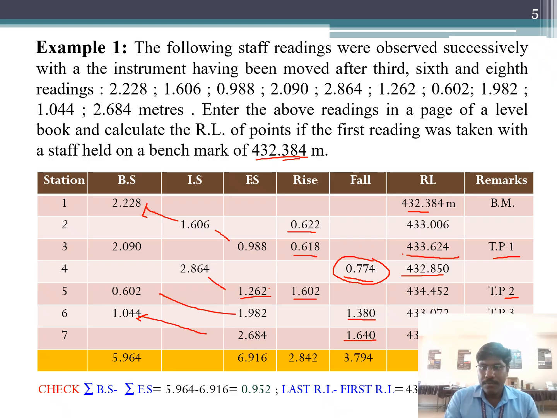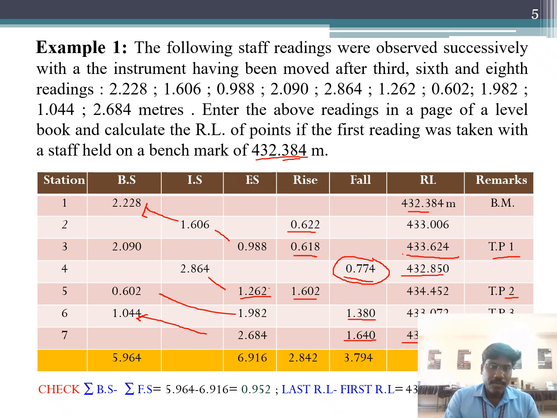And next, from 434.452, 1.380 is under the fall. So subtract this value: 434.452 minus 1.380 is 433.072. And similarly 433.072 minus 1.640, the final value is 431.432.